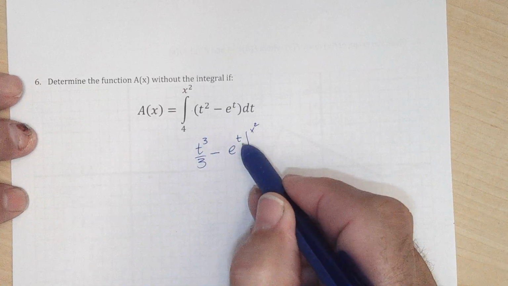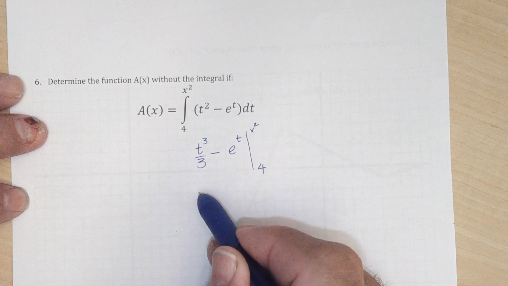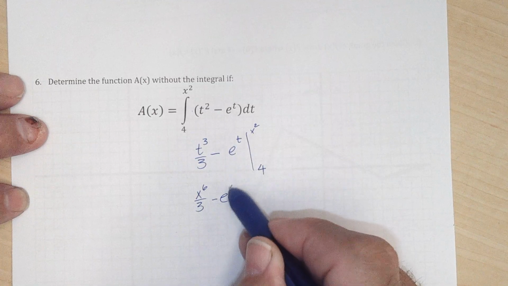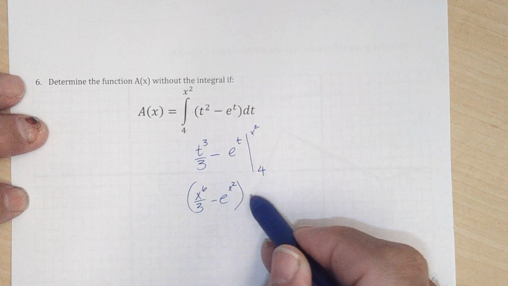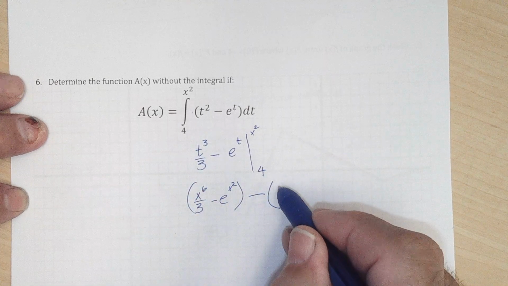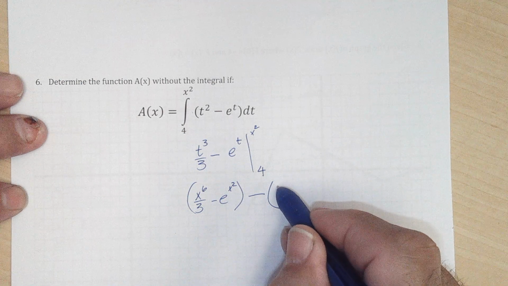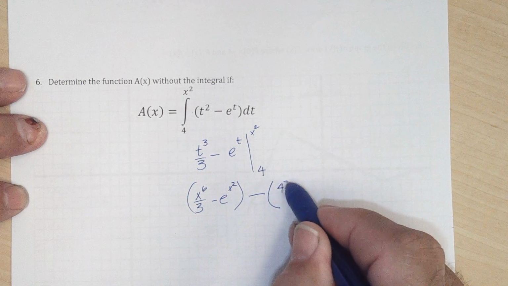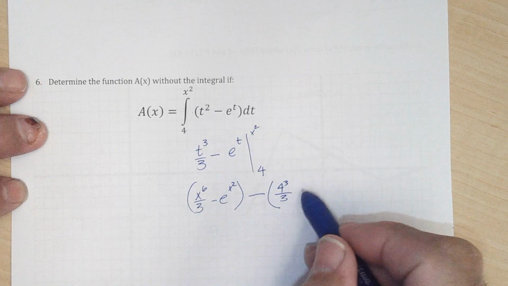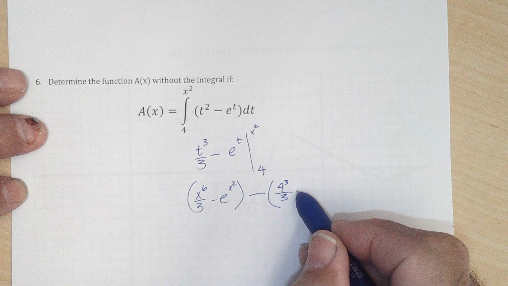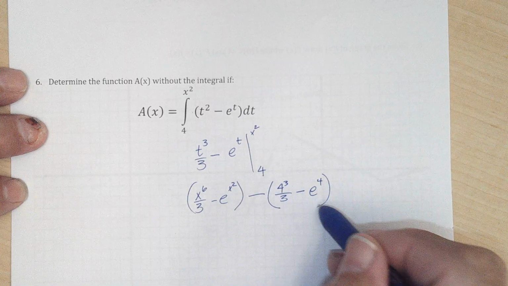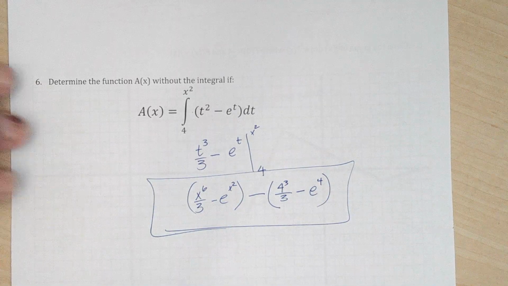So we put x squared in place of the t's, and we get x to the 6th over 3 minus e to the x squared, minus putting 4 in for the t's. 4 cubed is 64, but there's nothing that reduces. 3 doesn't go into 64 evenly. Minus e to the 4 in for the t there. And that's good enough for the answer.